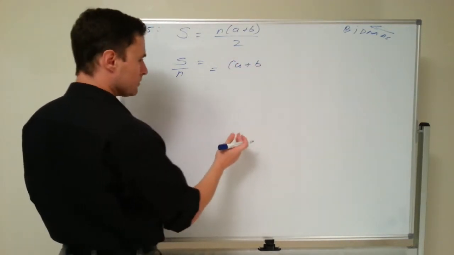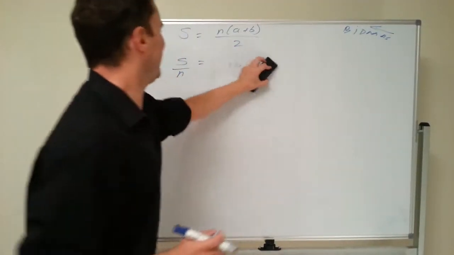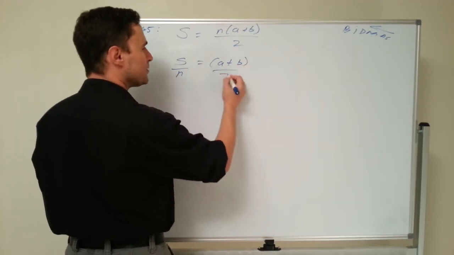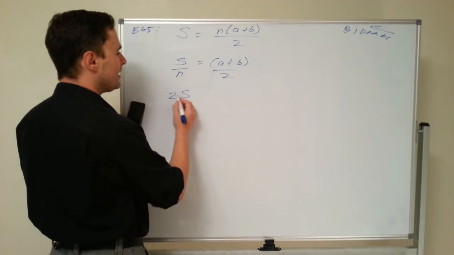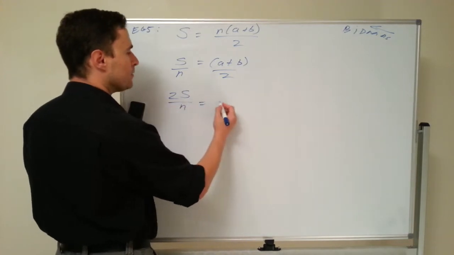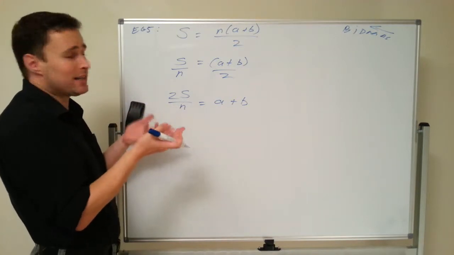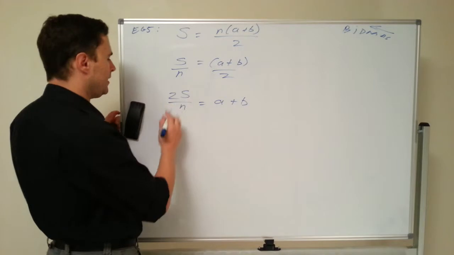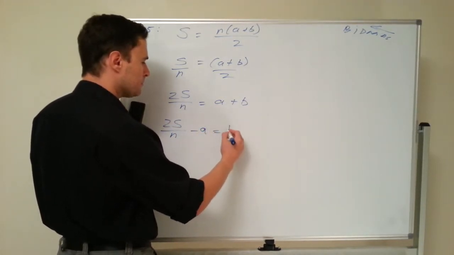Oh, why did I do 2 equals? Going crazy here. S divided by n equals (a plus b) over 2, right? Opposite of divided by 2 is times by 2. 2S divided by n equals a plus b. I don't need the bracket anymore because there's nothing else happening outside it. There's just a plus b, right? Now opposite of plus a is minus a. 2S divided by n minus a equals b.